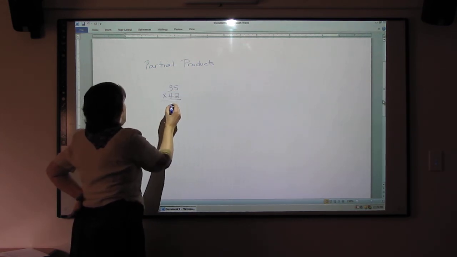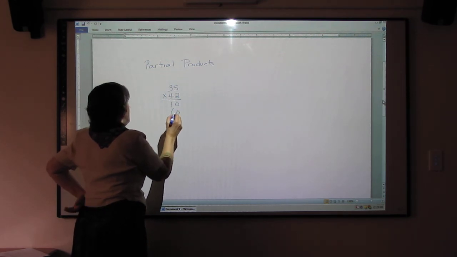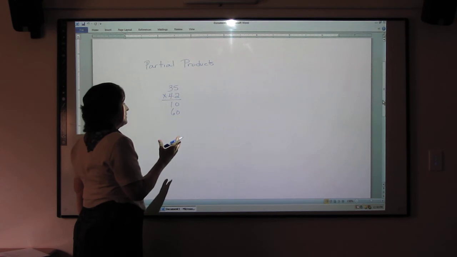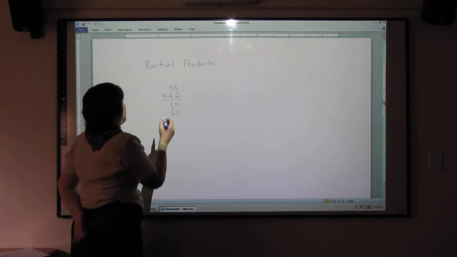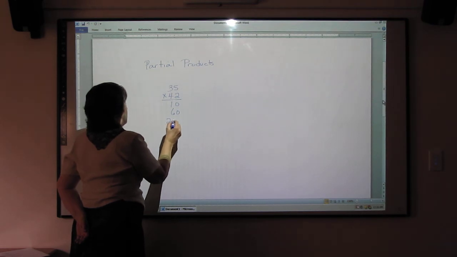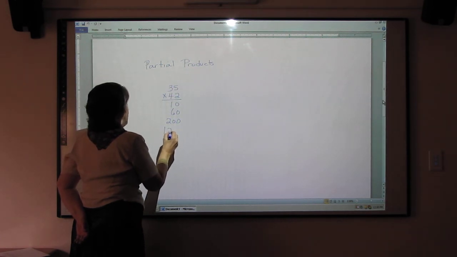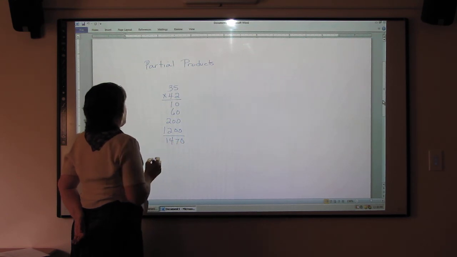So I'm going to do 2 times 5 makes 10. Then I'm going to do 2 times 30, which makes 60. This 3, because of its position, is not a 3, but it's actually a 30 because it's in the tens column. This works really nicely to help the children understand place value. It also eliminates the need to move things over. Here I'm going to do 40 times 5, which is 200. And then I'm going to do 40 times 30, which is 1,200. Okay? I add up all my numbers, and I get my answer.